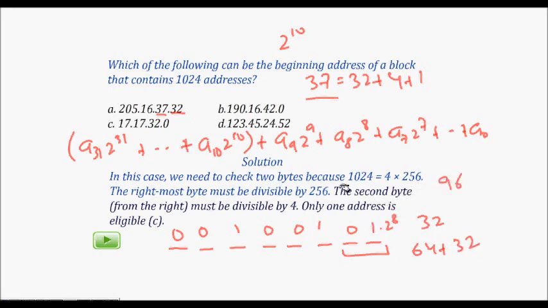So this number is 96, which is not divisible by 1024. Hence this overall number is not divisible. So this cannot be the beginning address. Let us check this one.